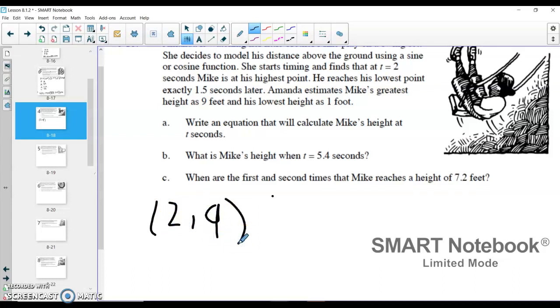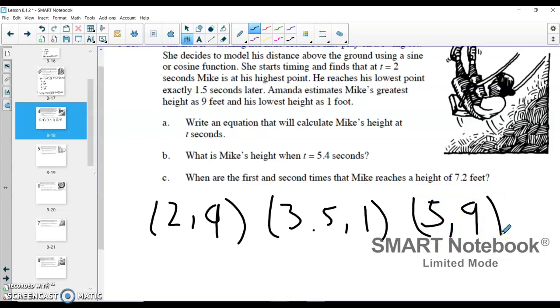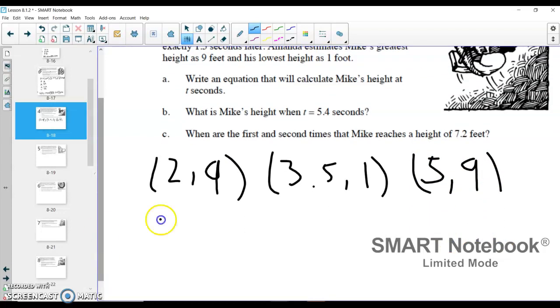The next is 1.5 seconds later, so that's 3.5, and we're at our lowest point, which is 1 foot. 1.5 seconds after that, which would be at 5, we'd be back at the high point of 9. And that just helps me see that the period here is 3 seconds, because to go from the high point back to the low point back to the high point took a total of 3 seconds.